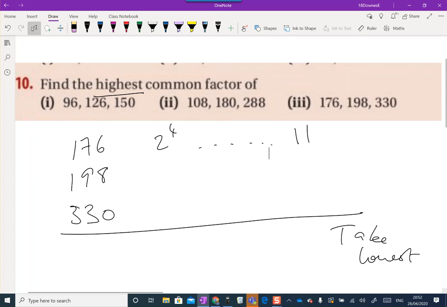Next we have 198. Yeah, 198 will turn out to be 2 times 3 squared. So I'll be putting the 3 right next to the 2 times 11. And 330 will be 2 by 3 by 5 by 11.